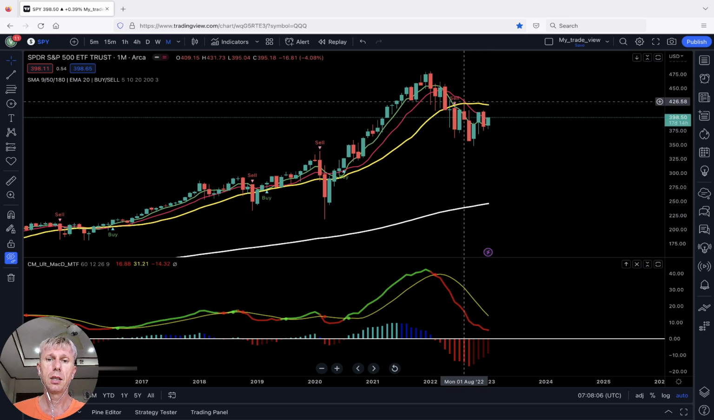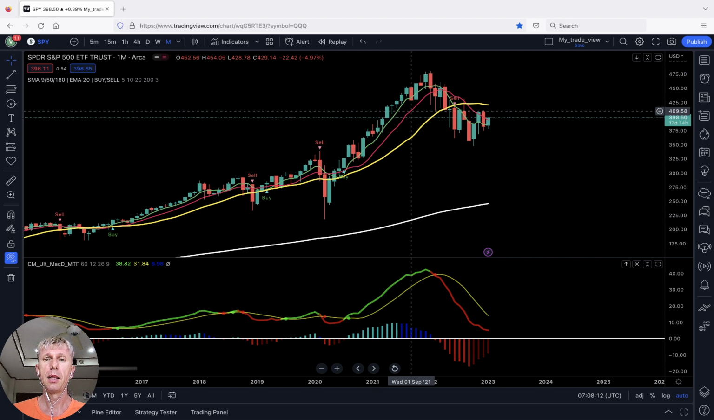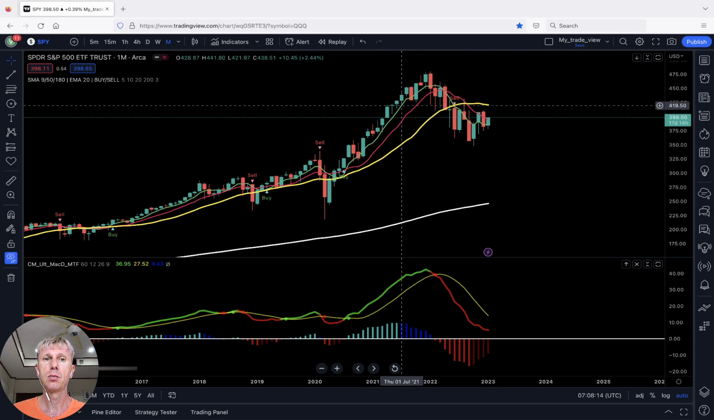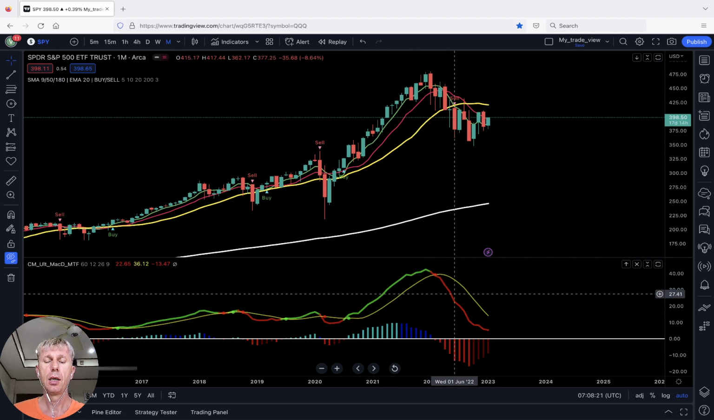Let me quickly tell you about the moving averages. The white line is MA 200, the yellow line is MA 20, the red line is MA 10, and the green line is MA 5. Also on MACD, the green line is bullish, the red line is bearish, and the yellow line is the signal line.